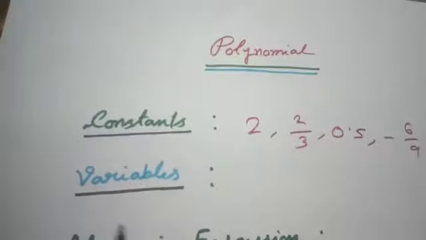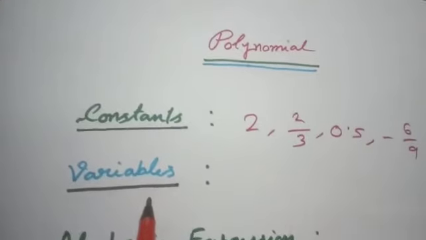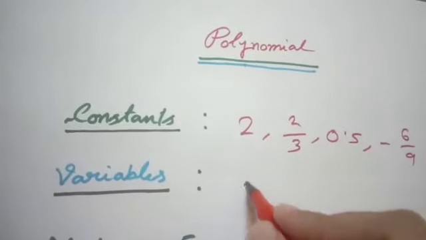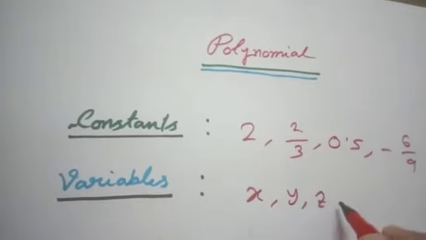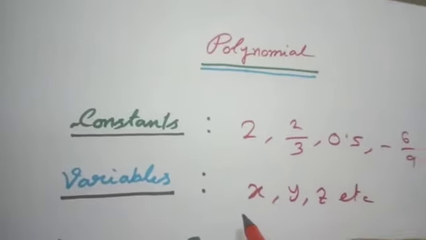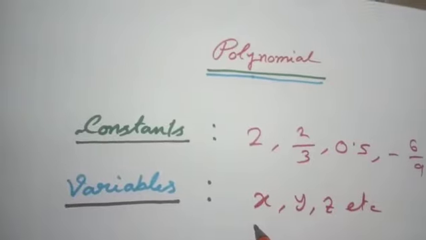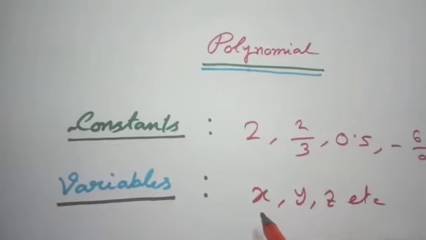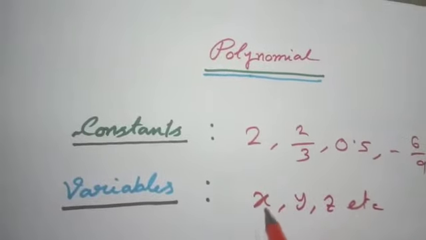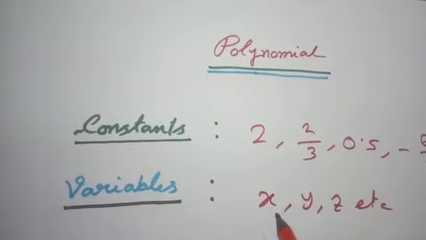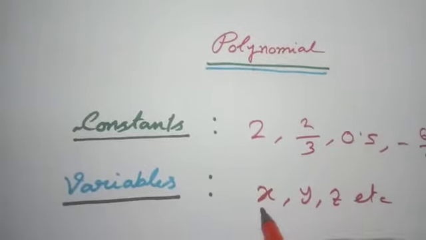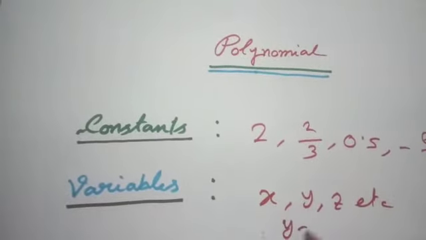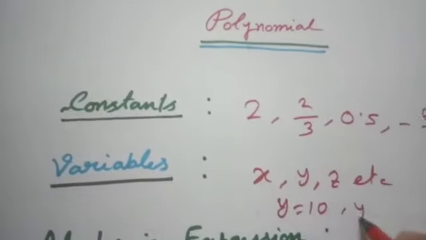And now, the definition of variable. A variable can be represented by alphabetical terms, that is x, y, z, etc. That is, a symbol which can be given or assigned a varied number of values is called a variable. Here, x can assign the value 10, it can assign the value 5, or it can assign the value 7. It can assign any value. Similarly, y can also assign any value. We can write y equal to 10, we can write y equal to 5, and so on.